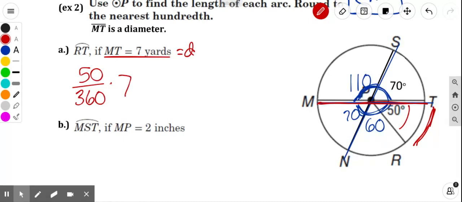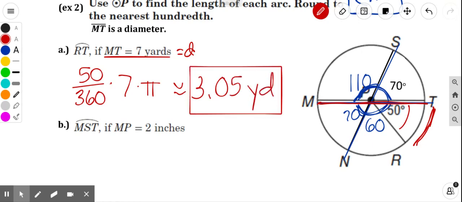So we're going to do times 7 times pi. We're not doing 2 times pi times 7. That would be if MT was a radius. So then you put that in the calculator and you end up getting 3.05. Always label units, yards. Okay, so there's that one.